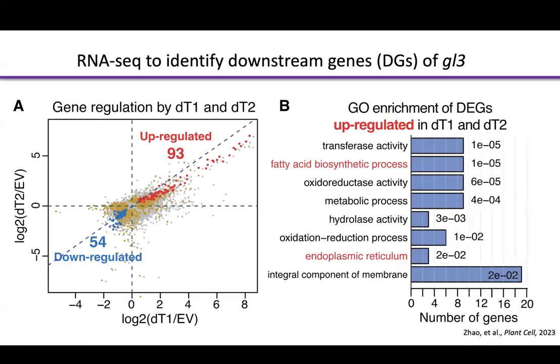Interestingly, we found that the expression patterns of these two TAL effectors show good correlation. We found that 96 genes can be up-regulated by these two TAL effectors, and 54 genes can be down-regulated after GLOSSY3 gene activation. GO enrichment analysis showed that the fatty acid biosynthesis pathway and the ER pathway were enriched. That makes sense because GLOSSY3 contributes to wax synthesis. These two pathways are very important for that.